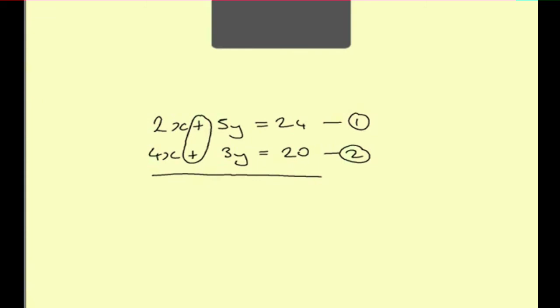Well, if we look at this, if we do equation 2 subtract equation 1, then we don't eliminate any of the unknowns, because 2x take away 4x is going to give minus 2x, and 5y take away 3y is going to give 2y.